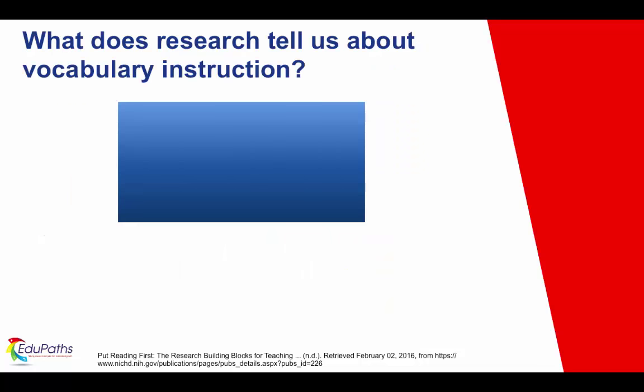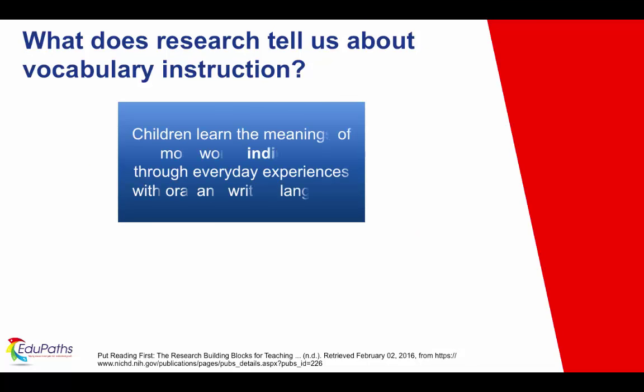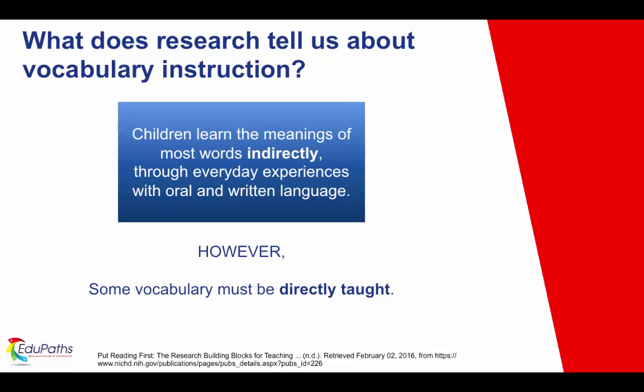And what does this research tell us about vocabulary instruction? Children learn the meanings of most words indirectly through everyday experiences, through oral and written language. However, some vocabulary must be directly taught. Indirect vocabulary learning is when students learn vocabulary indirectly when they hear or see words used in many different contexts. For example, through conversations with adults, singing and saying nursery rhymes, being read to, and through reading extensively on their own.